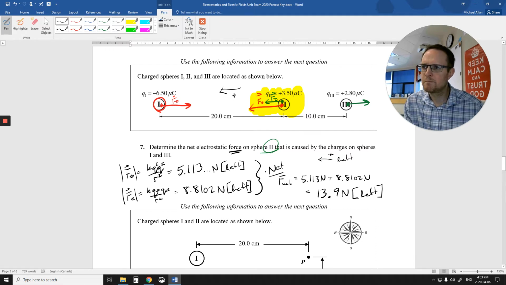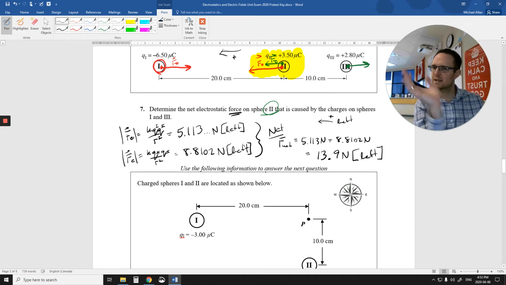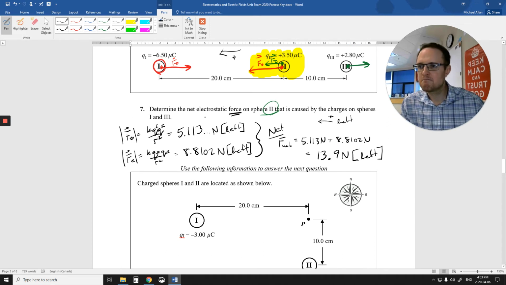Looking pretty good. You probably could say like 180 degrees, if you want to go standard position, you could. But just left and right is just fine for this type of question.